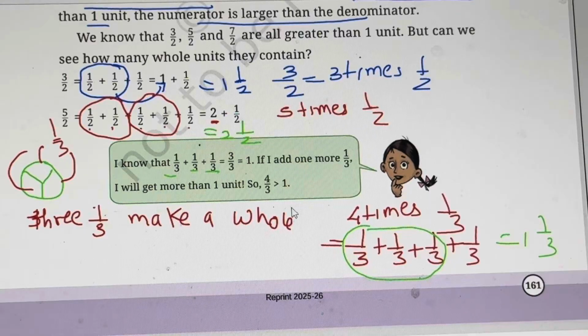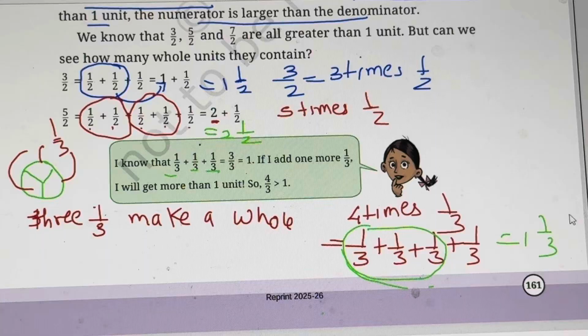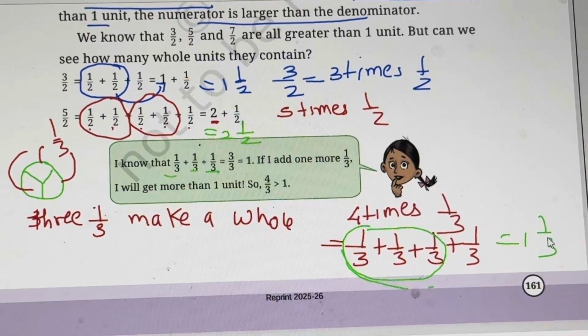So instead of 4 upon 3, we know that 4 upon 3 is greater than 1, because just now we learned that if the numerator is greater, then it is more than 1. Okay, but how much? 4 upon 3 means 4 times 1 upon 3, so 1 upon 3 plus 1 upon 3 plus 1 upon 3 plus 1 upon 3, 4 times. Then the group of 1 upon 3, 3 times, becomes 1 whole and 1/3 remains. So actually it is 1 whole 1 upon 3.